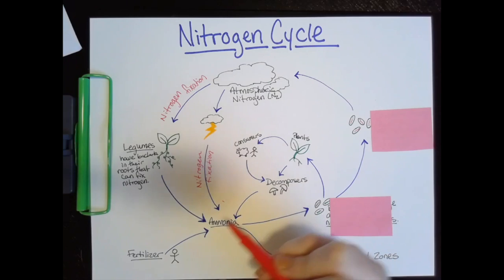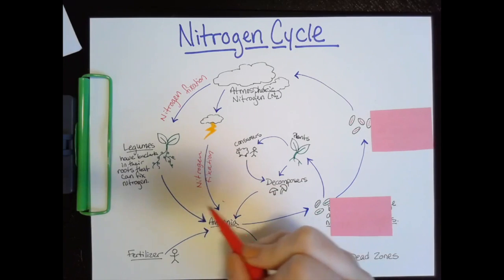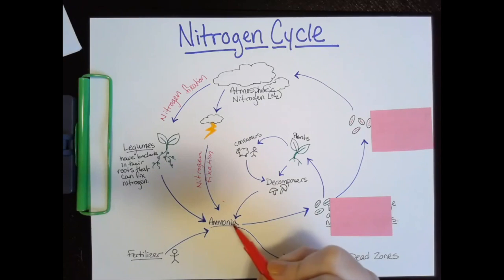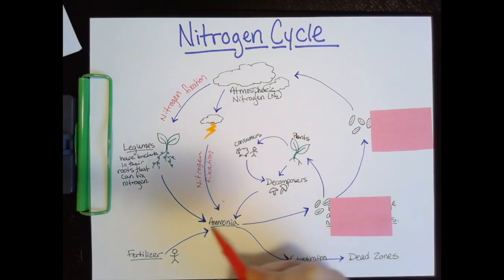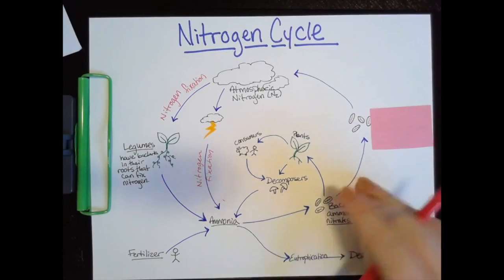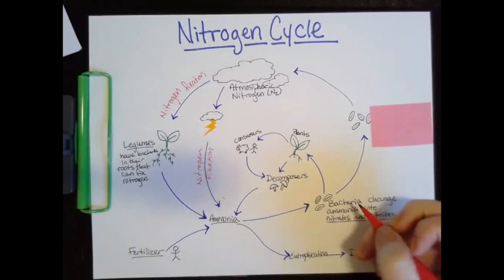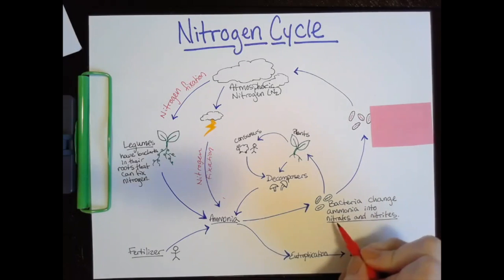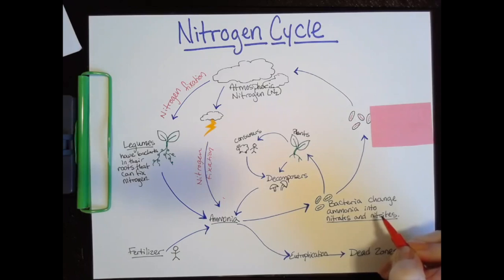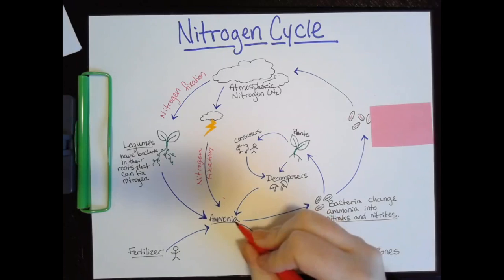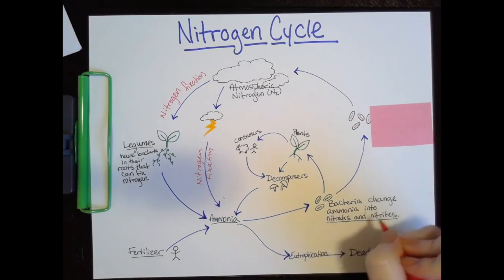Alright, so once my bacteria has fixed my ammonia, or my lightning, or added it through fertilizer, what happens then? We can't use ammonia. Ammonia is toxic to people, it's toxic to a lot of plants, but you have other bacteria, these nitrifying bacteria, that change that ammonia into nitrates and nitrites. Nitrates and nitrites are something that plants and people can use. And that process of turning ammonia into nitrates and nitrites is called nitrification.